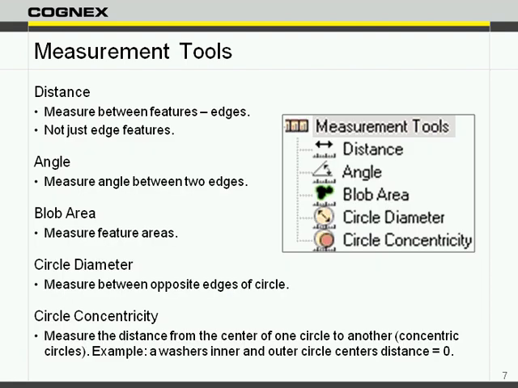Now some of the examples here, distance, measurement between two features, and you can, in this case, edges, not just edge features. It can be any two features, from one circle to another circle, for example. Again, you can measure angles, blob area, center diameter, and center concentricity. I love saying that one.